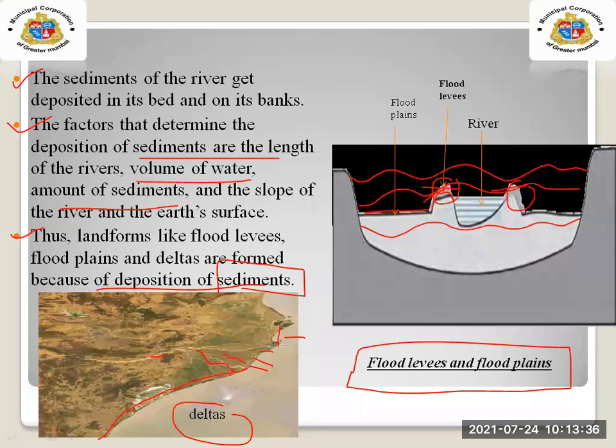So here deltas means what? Deltas are wetlands that form as rivers empty their water and sediments into another body of water. Means when the flow of the water goes, it will take the sediments, and there only they will start depositing. This is known as the delta.